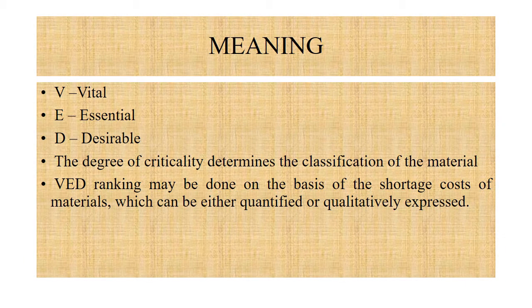VED analysis is done by classifying the materials based on the essentiality or criticality to the production. VED, where V stands for vital, E stands for essential, and D stands for desirable. VED analysis is very useful to categorize items of spare parts, lubricants, oils, and such like. The criticality of an item may be of two types: technical and environmental. While exercising control, greater attention should be paid to vital.